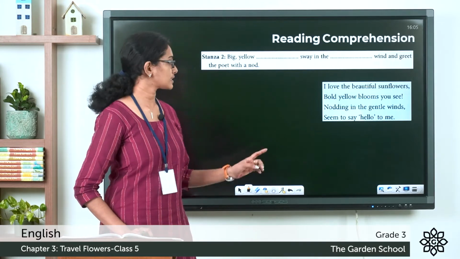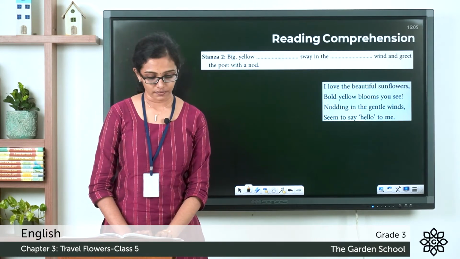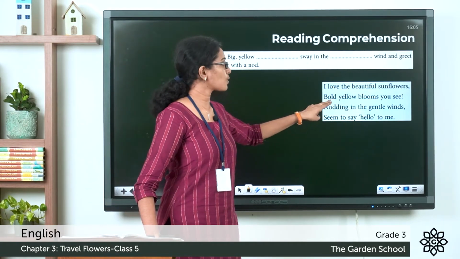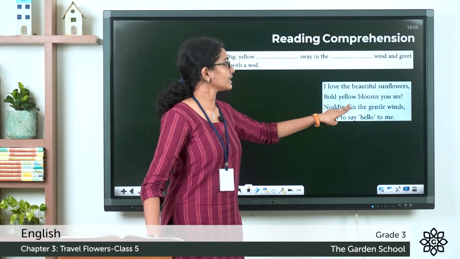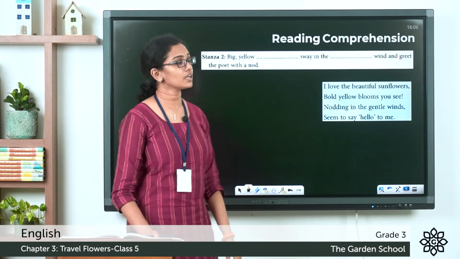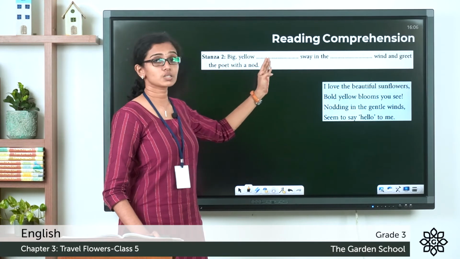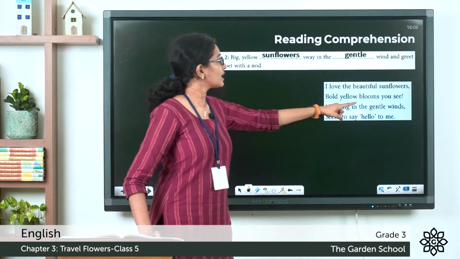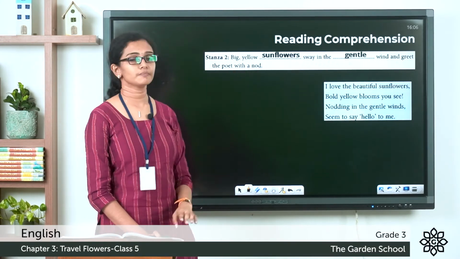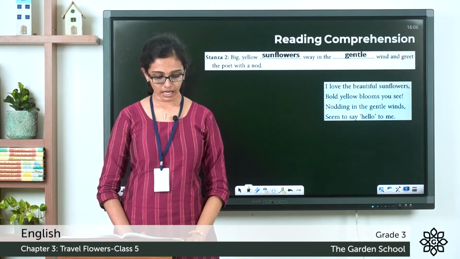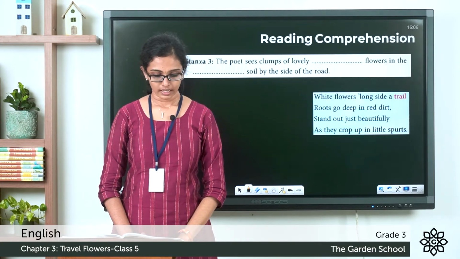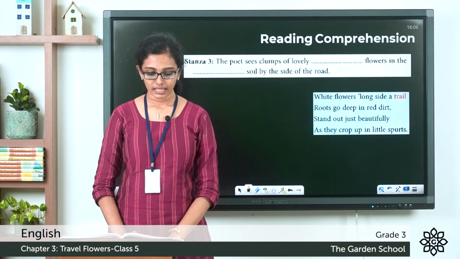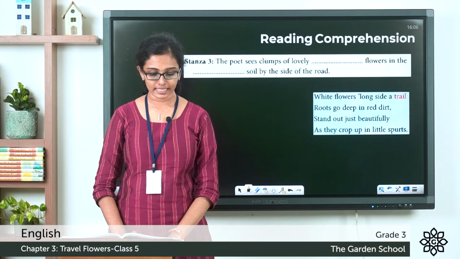So, from the stanza, let's try to find out the answer for this big yellow dash sway. So, I love the beautiful sunflowers, bold yellow blooms you see, nodding in the gentle winds seem to say hello to me. So, what are the big yellow things that sway in the wind? Big yellow sunflowers sway in the gentle wind and greet the poet with a nod. Now, the third question. Stanza 3. The poet sees clumps of lovely dash flowers in the dash soil by the side of the road.